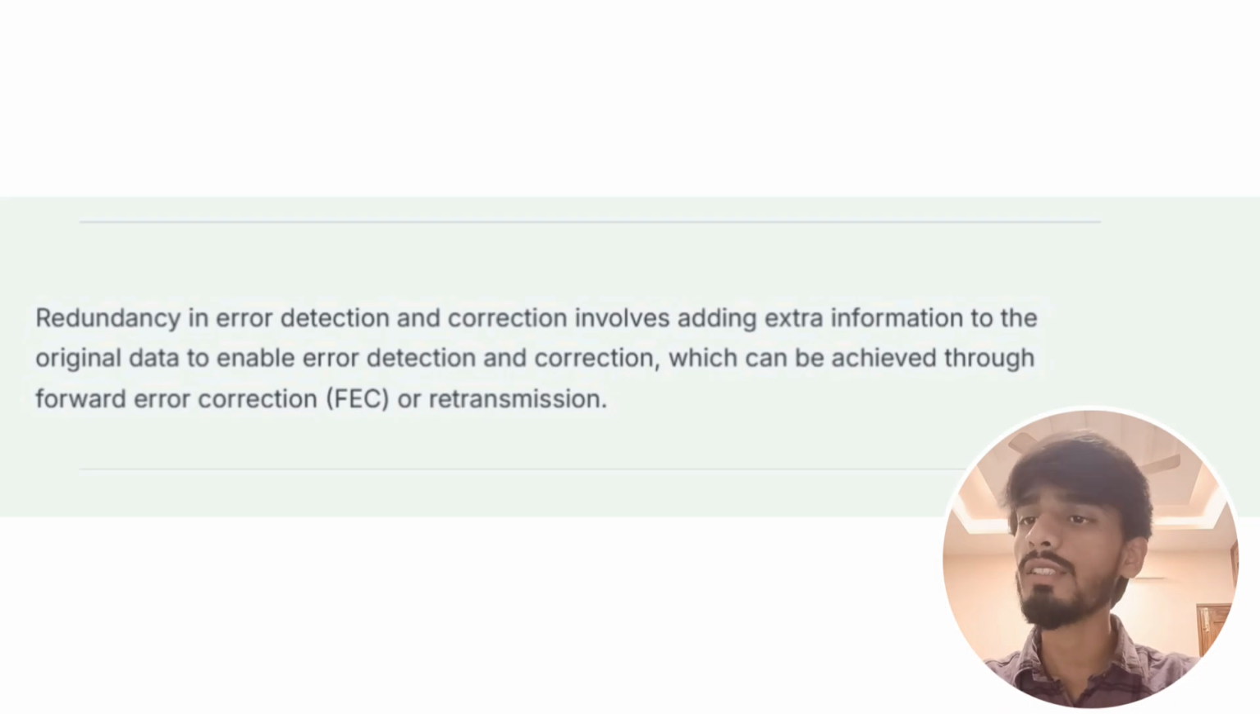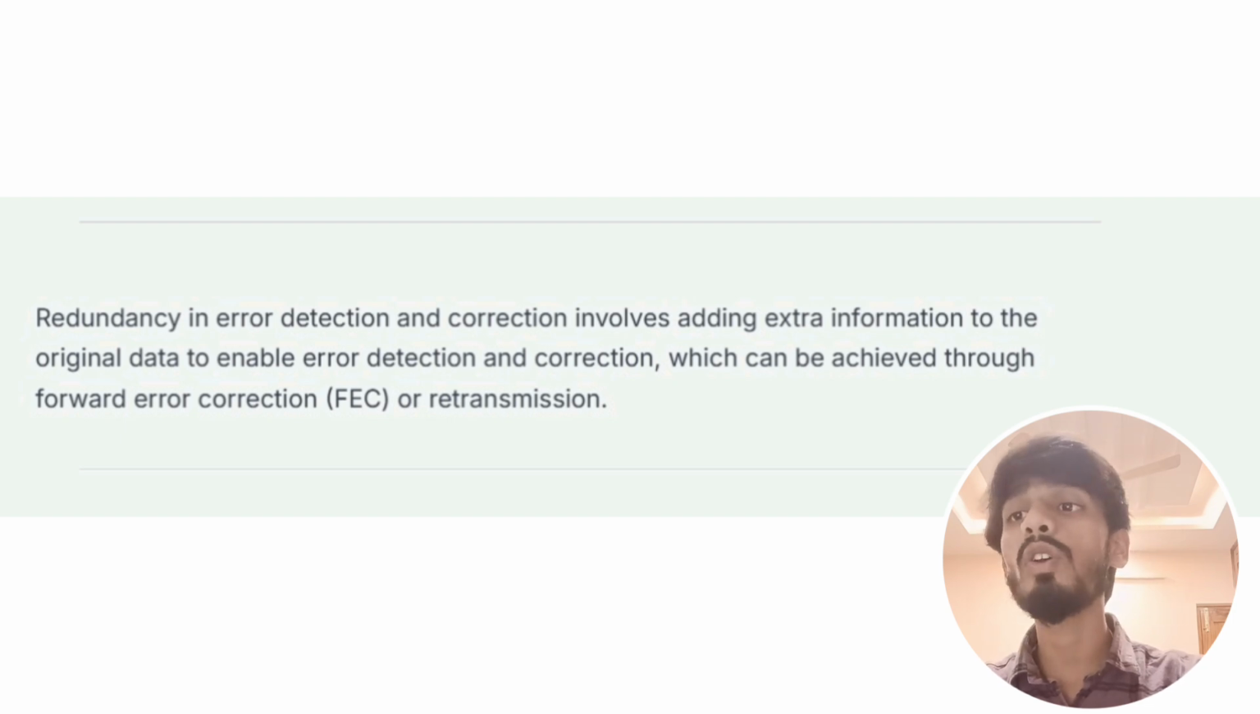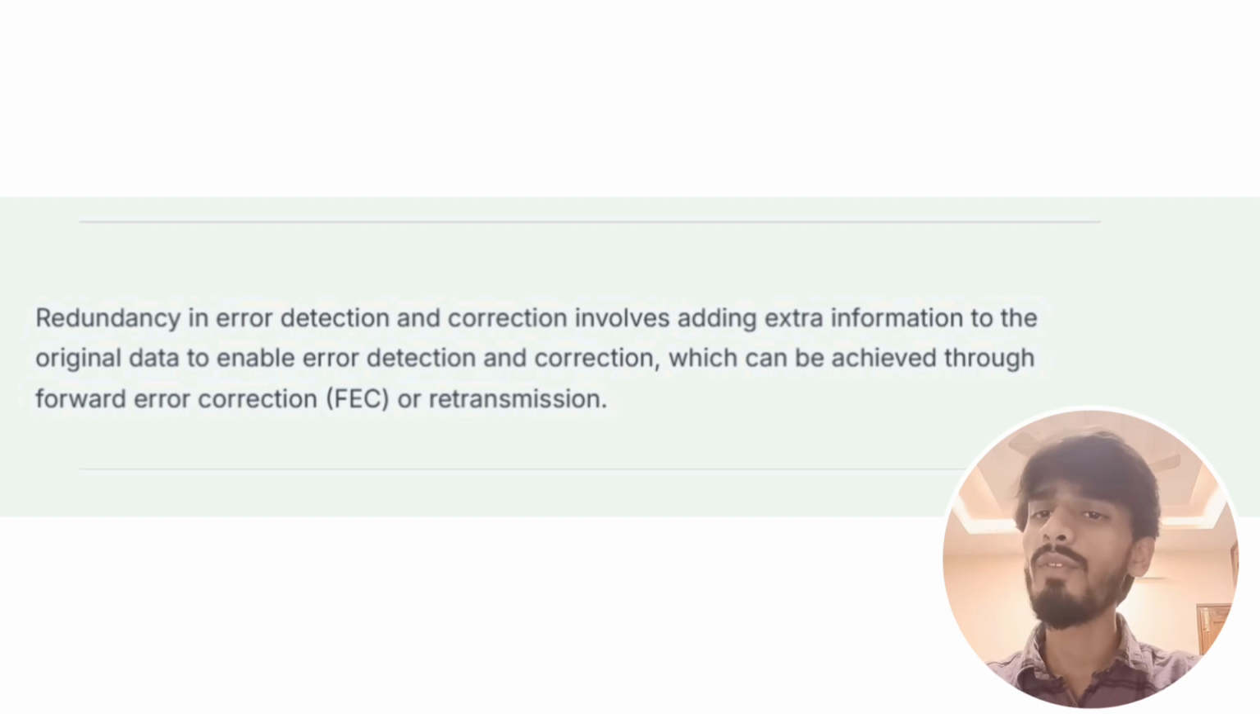Next, let us discuss some important points. First, let us discuss the concept of redundancy in error detection and correction. Redundancy in error detection and correction involves adding extra information to the original data to enable error detection and correction, which can be achieved through forward error correction or retransmission.